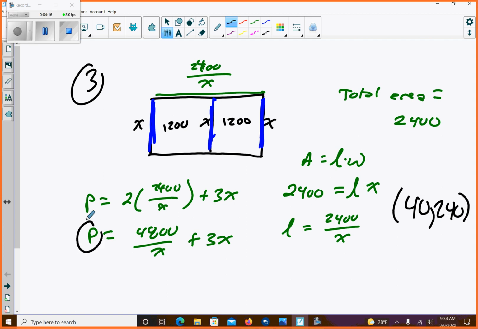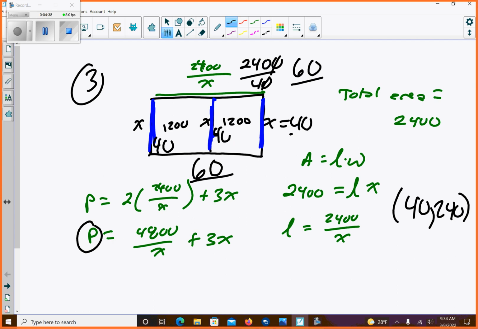Okay, but the 240 deals with the perimeter. If I plugged 40 in here, I know that's 40, and that's 40, and that's 40. And then if I plug 40 in here, 2,400 over 40 is going to be 60. So if I had lengths of 60 and then my middle fence was 40 and 40 and 40, that's going to encompass our 1,200 square feet. And that's it. Kind of a goofier problem to think about, but you kind of have to manipulate a little bit.